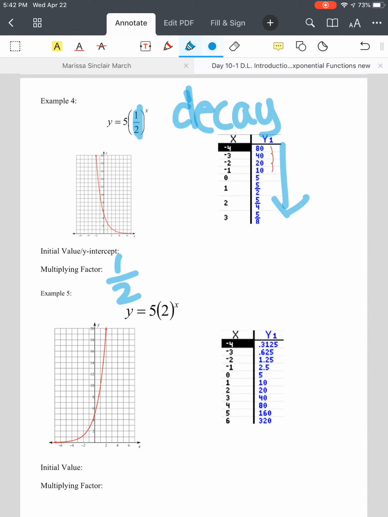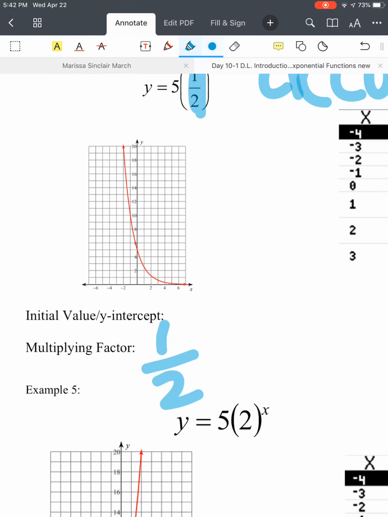Or I can look at the graph itself. Exponential decay graphs look like this, what I just drew. This is what a decay graph looks like. It is decreasing the whole time. It has a down arrow at the end.